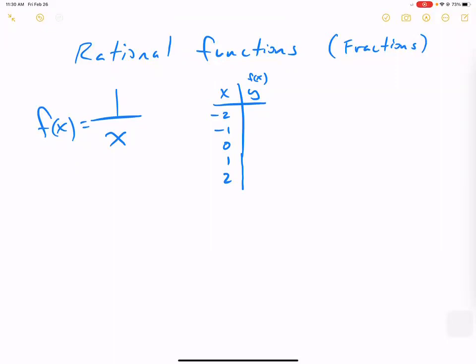So for this first part, let's go ahead and plug in -2. So 1 over -2, 1 over -1, 1 over 0, 1 over 1, and 1 over 2. Okay, so we're plugging that in. I'm going to write these as decimal numbers. 1 over -2 is -0.5. 1 over -1 is -1. We're dividing by 0, I'll come back to that in just a moment. 1 divided by 1 is 1, and 1 divided by 2 is 0.5.